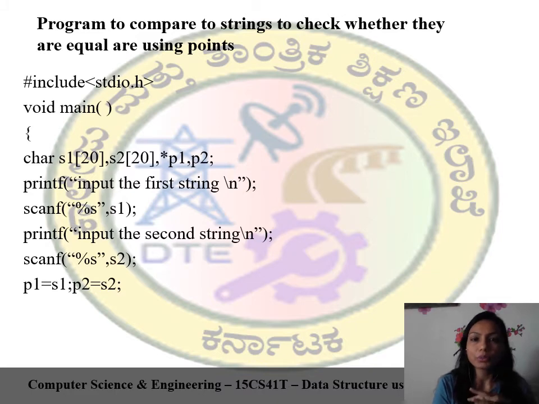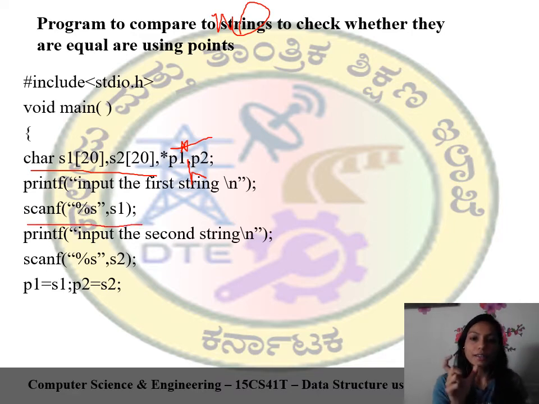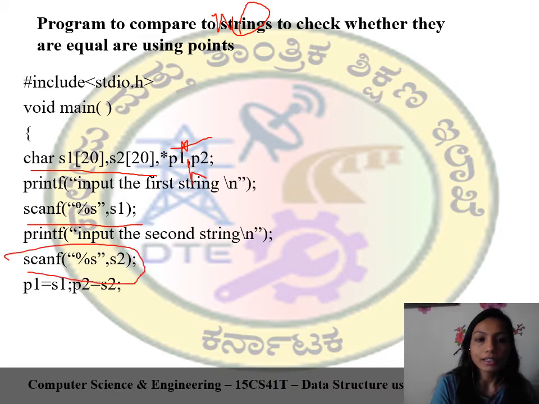This is one program to compare two strings to check whether they are equal or not using pointers. So we are taking two strings, S1 of 20 and S2 of 20, and then two pointers, star P1 and star P2. We print to input the first string. To read the string, we need not have an ampersand because we are reading a string, not a single character. If it was a single character, we would have to use an ampersand. Then input the second string and read it in S2.